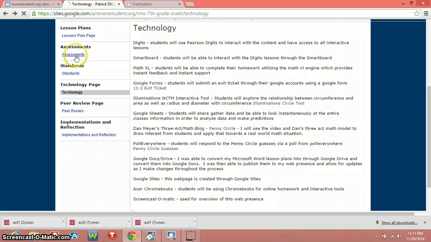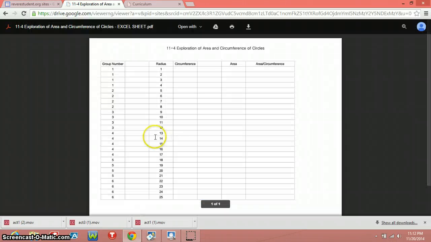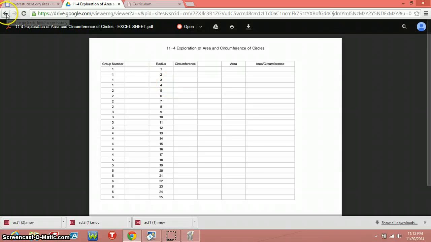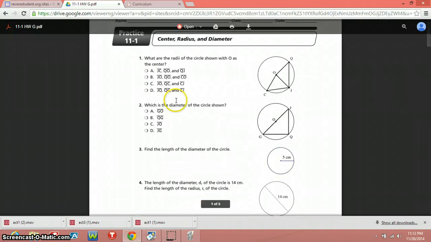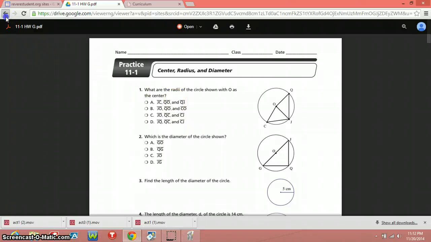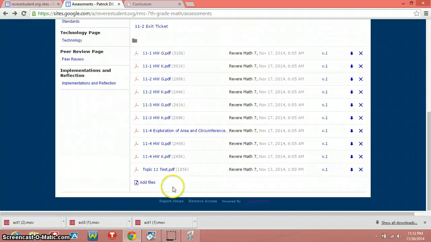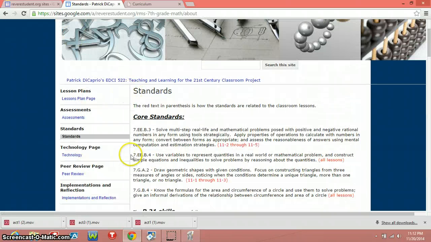So if I look at the assessments page, we can look at our data collection. This is going to be emailed to them or shared with them through Google Sheets. It'll be compiled, and you'll be able to watch it instantly. Here are the hard copy homework assignments, just in case someone did not have access to the internet at home. And there is a topic 11 test that could be delivered online.